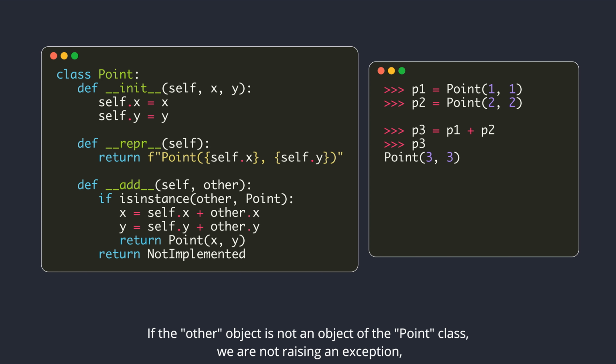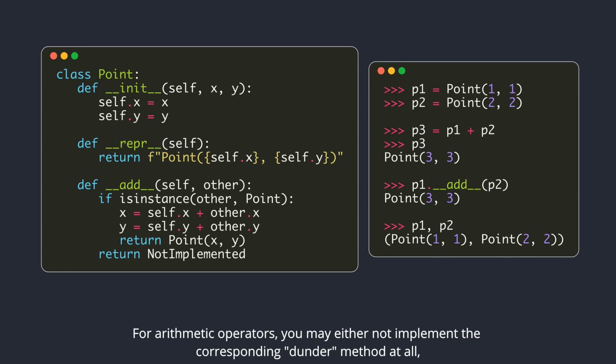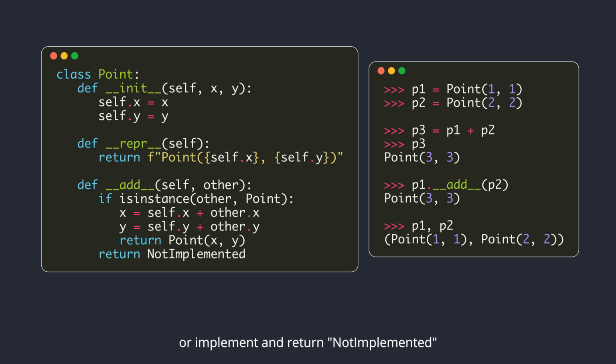If the other object is not an object of the point class, we are not raising an exception. Instead, we return NotImplemented. For arithmetic operators, you may either not implement the corresponding dunder method at all, or implement it and return NotImplemented.